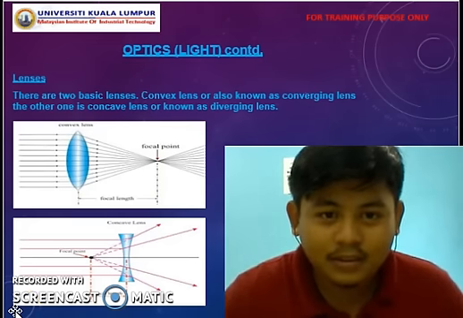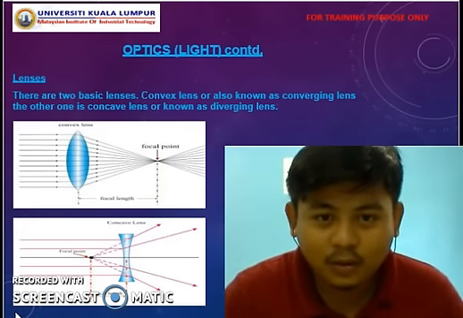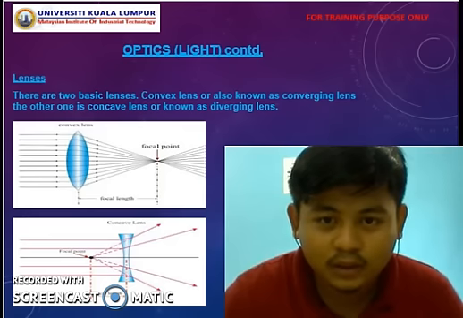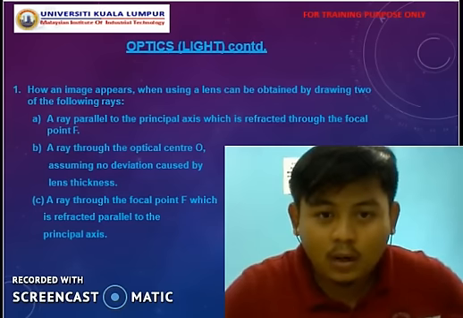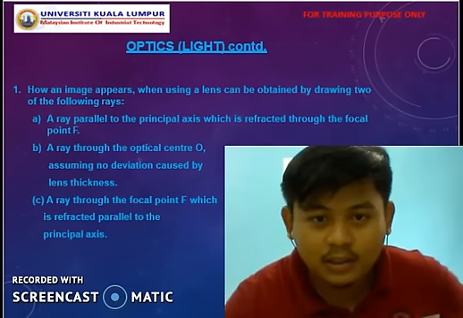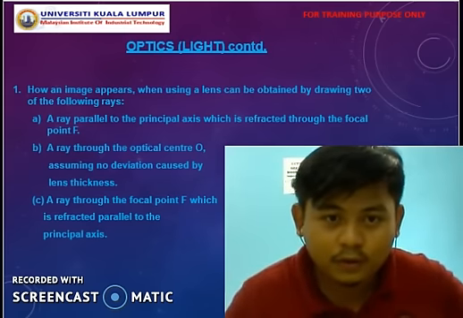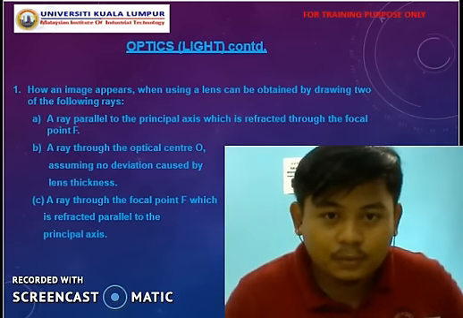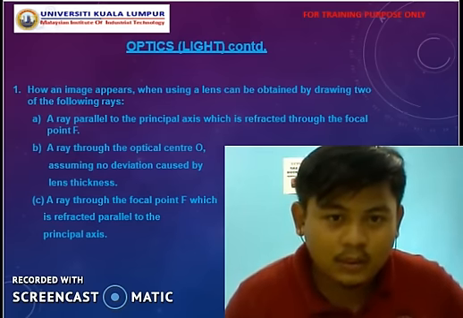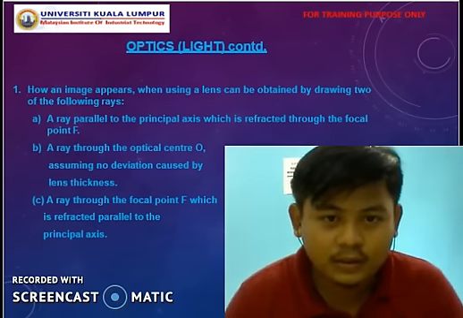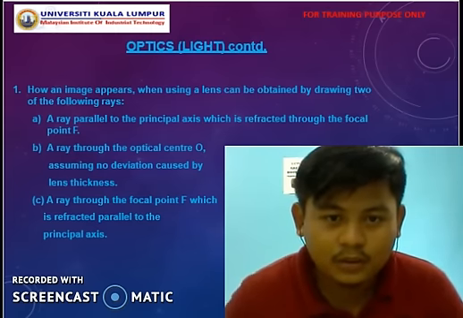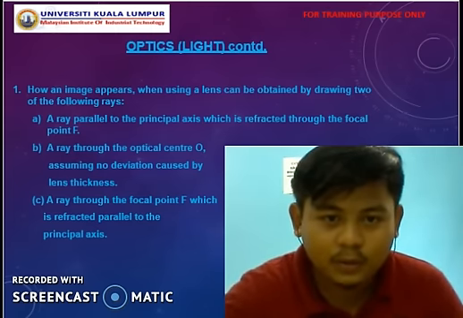And the next is lens. There are two basic lenses: the convex lens, also known as the converging lens, and the concave lens, known as the diverging lens. How an image appears when using a lens can be obtained by drawing two of the following rays. A ray parallel to the principal axis, which is refracted through the focal point F. A ray through the optical center O, assuming no deviation caused by the lens thickness. A ray through the focal point F, which is refracted parallel to the principal axis.